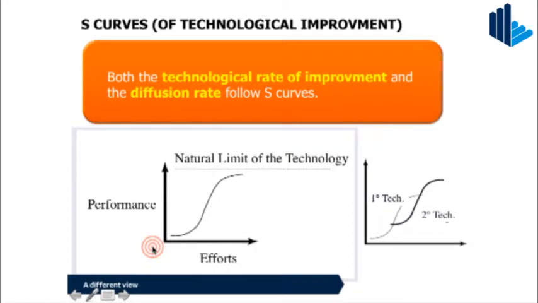Now, a similar type of curve is related to the diffusion of a new product into the market. So when a new product is launched, is introduced into the market, typically the diffusion is pretty slow. Then there is a boom into the market, and when the product becomes old, the diffusion decreases significantly. So both the technological rate of improvement and the diffusion rate follow this kind of shape, this kind of curve into the market.